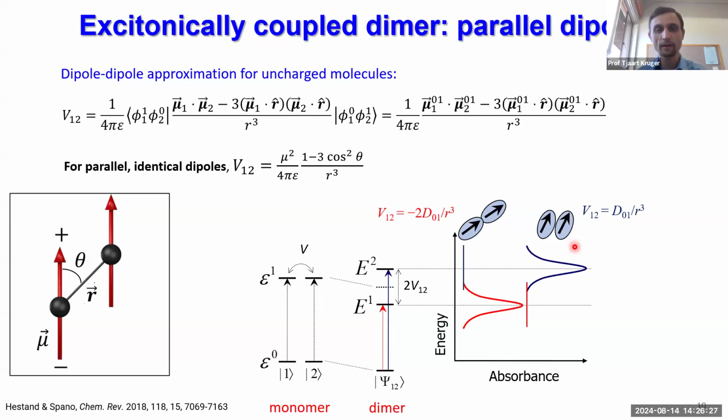But before I get there, if we consider this angle theta and plug it in for these two configurations, you get theta equals 0 and theta equals 90 degrees. That gives you the interaction potentials V12 for these two cases. In this case, we have a negative potential. In that case, we have a positive potential.